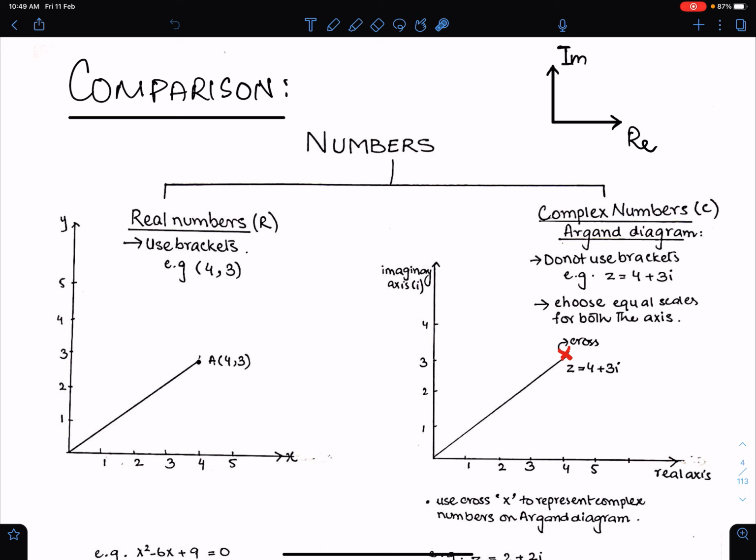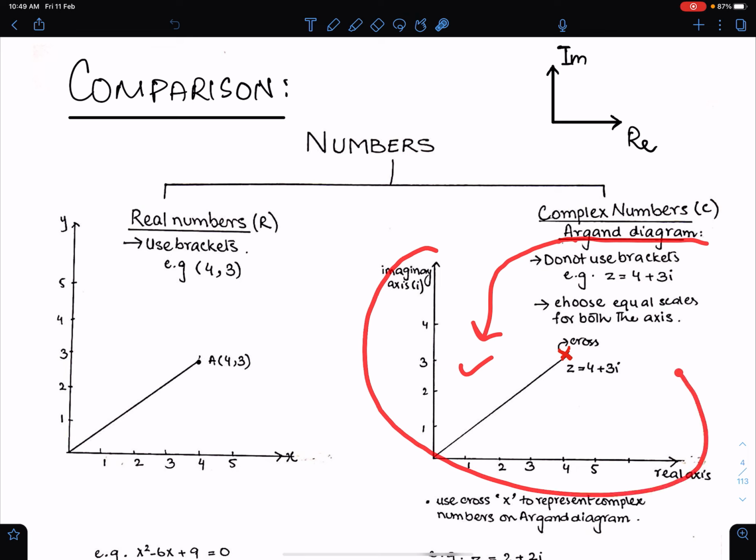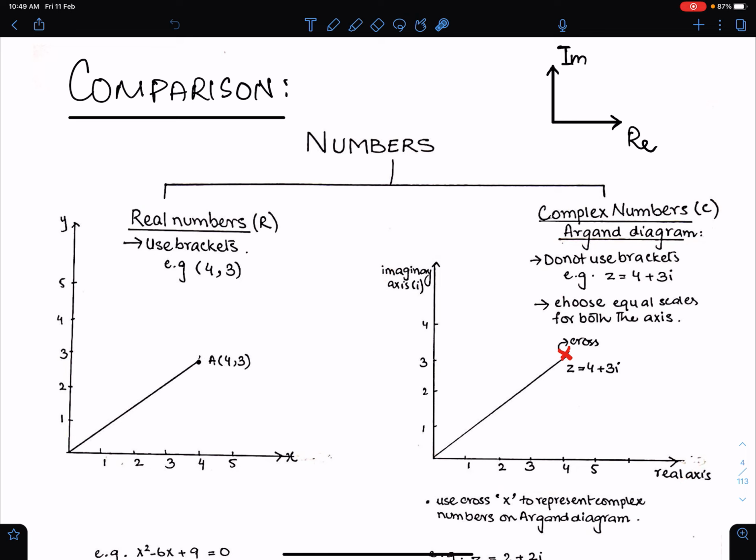In real numbers, we represent a point by means of a dot, whereas in complex numbers, we represent any point by means of a cross. We use a cross to represent complex numbers on an Argand diagram. In complex numbers, the diagram is known as an Argand diagram.